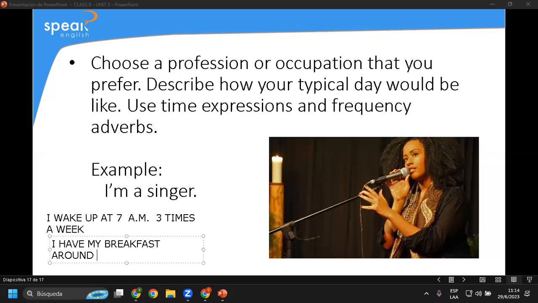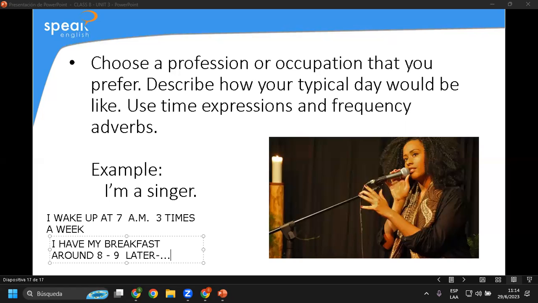Around 8 or 9 a.m. Okay. Later, that's another expression. Later, what happens? What do you think? I'm a singer. What do I need to do? Take a shower. Like lyrics. Later, I take a shower, of course, and I write the lyrics of my songs.